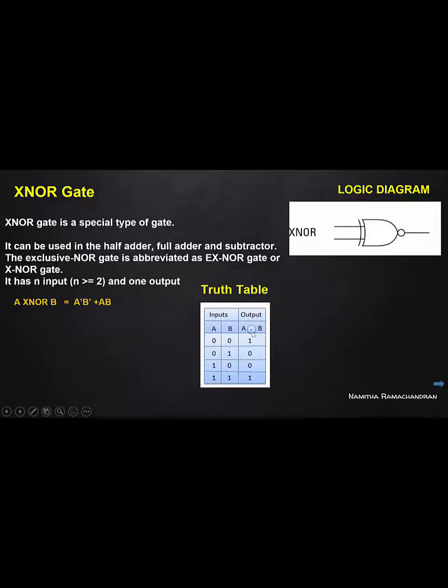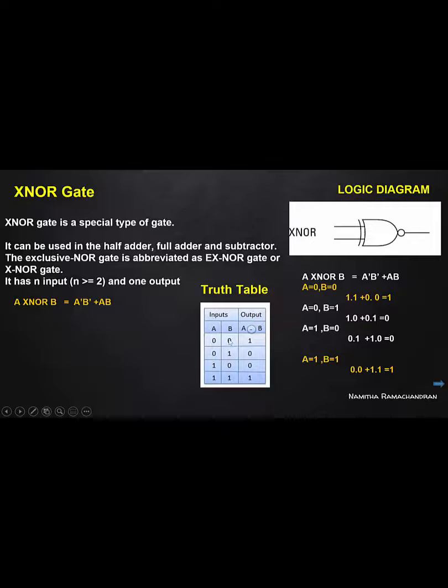Next is the truth table. How to get the output in this truth table? For that, we need to follow this particular expression of XNOR: A complement B complement plus AB. It means an AND operation between the complement of A and the complement of B. Then an AND operation between the A input and the B input. Then these two intermediate results get ORed together. So it generates the final result, which is the result of the XNOR gate.